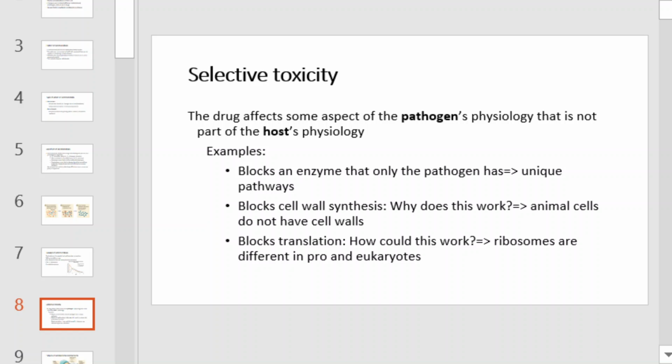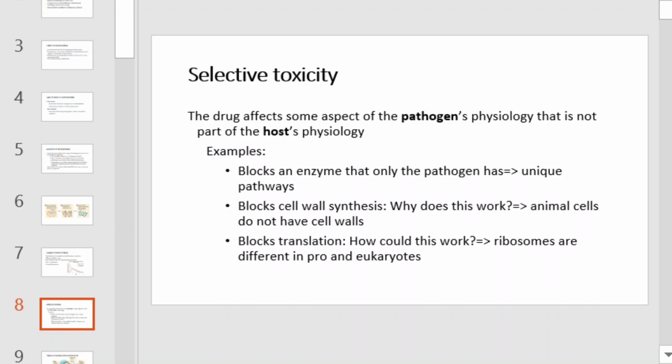Selective toxicity. Selective toxicity is the idea that drugs can affect some aspect of the pathogen's physiology that is not part of the host physiology, therefore being selective in its potency and its toxicity. Some examples might include an antimicrobial agent's ability to block an enzyme that only the pathogen has in a unique pathway to that pathogen. It may block cell wall synthesis, since animal cells, especially human cells, do not have cell walls around them. Utilization of antimicrobials that block cell wall synthesis is relatively safe.